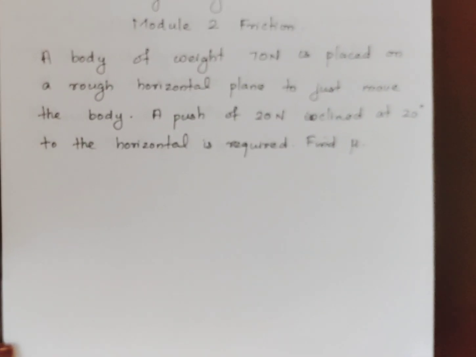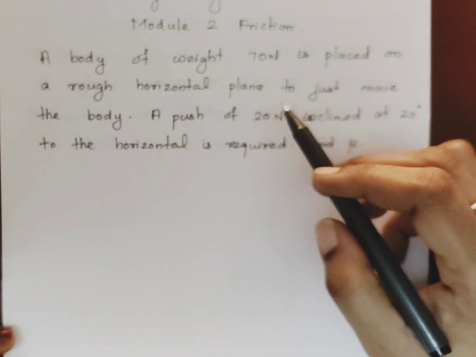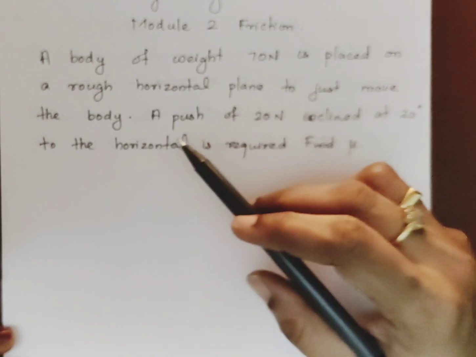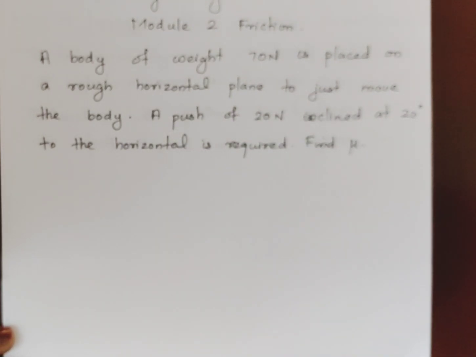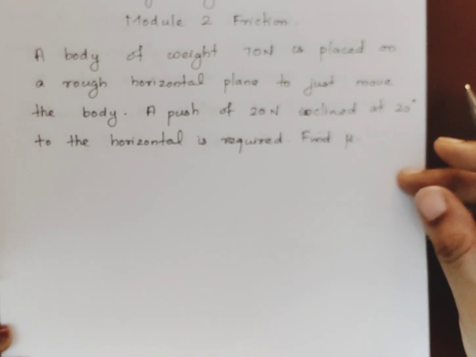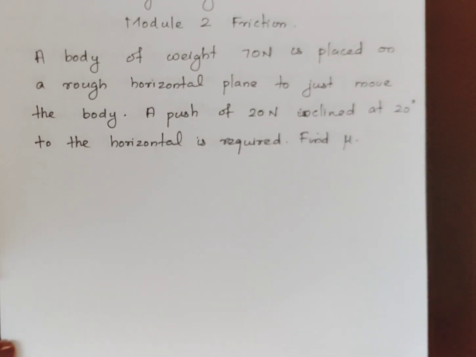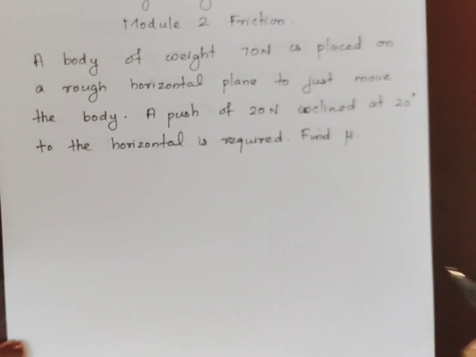So now a body of weight 70 Newton is placed on a rough horizontal plane. To just move the body, a push of 20 Newton inclined at 20 degree to the horizontal is required. Find mu. So here the figure is not given in the question, so you have to draw the figure.